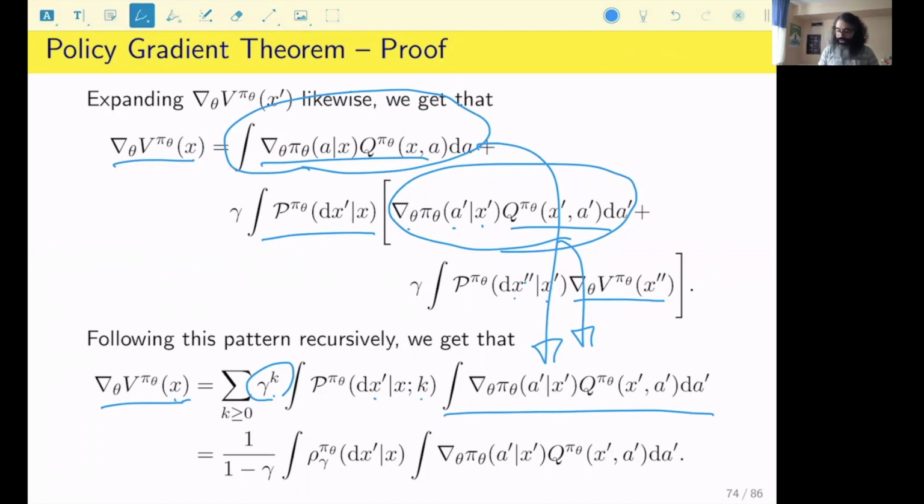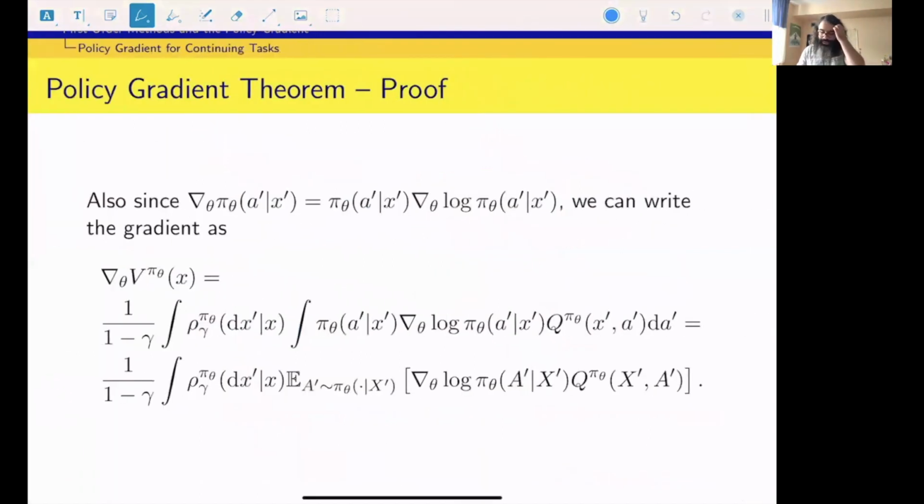Yeah, I guess that's good. So basically we expand it, and then we can also use the notation of discounted future state distribution and replace all these summations over k steps to just write it as rho of pi theta gamma, d of x prime and x, of this integral of gradient of pi times q of pi at x prime. And so that kind of proves the first two statements of the theorem.